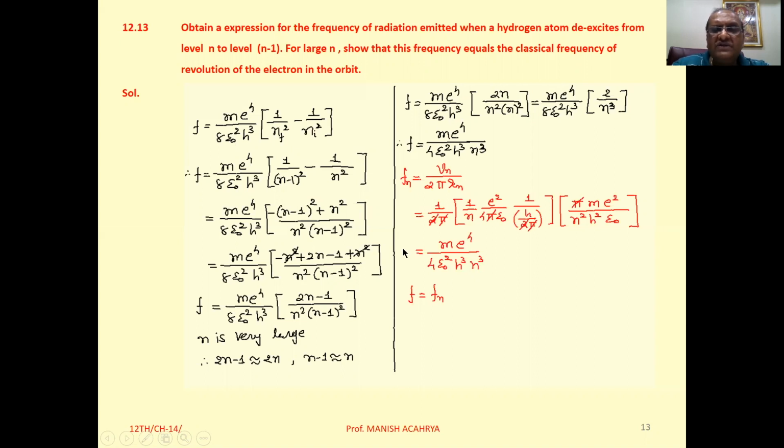So this particular frequency of revolution of the electron in the nth orbit and this particular calculated frequency for the transition from nth orbit to n minus 1th orbit, both are equal. Clear to all of you?